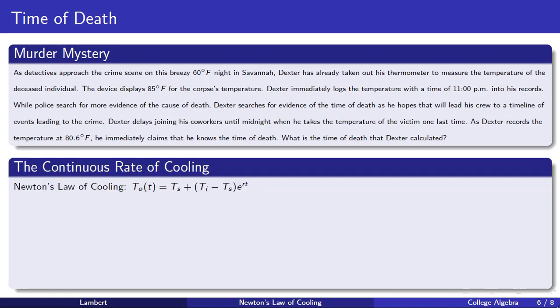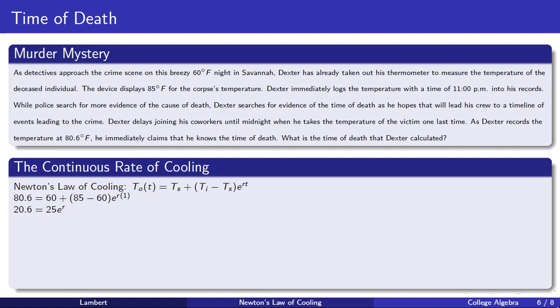Okay, so taking a look at all this, we have 80.6 equals 60 plus (85 minus 60) e to the R power. If you subtract 60 from both sides, you get 20.6 equals 25 e to the R. Now, we want to try and isolate that e raised to the R power because we're looking for that variable up in the exponent. How do we do that? We divide both sides by 25.